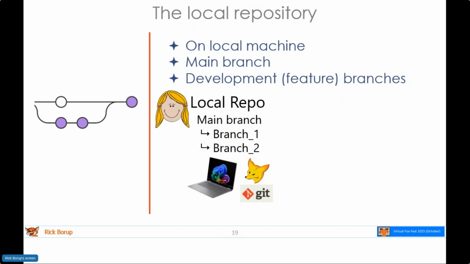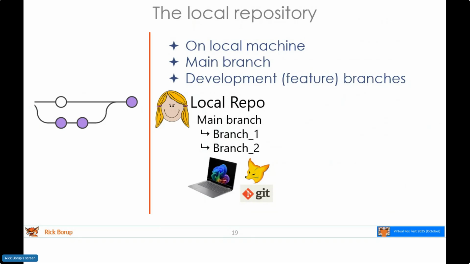So let's take a quick walkthrough of how that works. On the local machine, we've got the main branch, again, which will be our production code, and we have development or feature branches. A development branch does not have to be a new feature. Could be something as simple as a quick bug fix. It could be a minor addition, or it could be an entirely new feature. That's just terminology, a feature branch in this particular workflow.